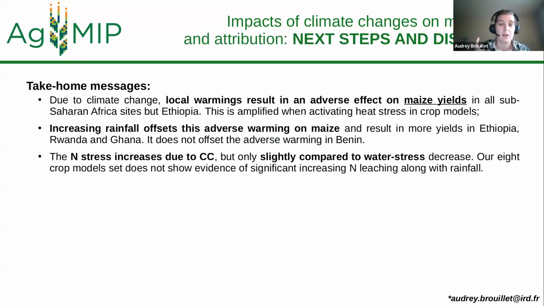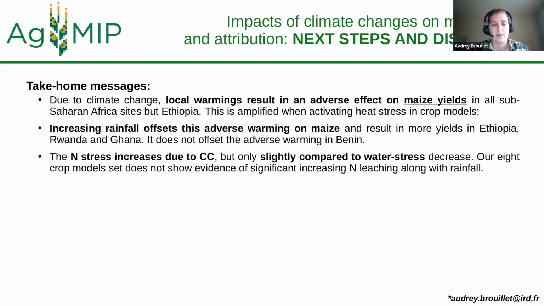So, take-home messages: local warmings in sub-Saharan Africa due to climate change result in an adverse effect on maize yields for all regions but Ethiopia. Something I didn't show is that this is amplified when we activate heat stress input models. Second, we find evidence of increasing rainfall during the historical period that offsets the adverse warming effect for 3 sites, Ethiopia, Rwanda, and Ghana, but it's not enough to counteract the adverse warming in Benin. And we find nitrogen stress that increases due to climate change, but only slightly compared to the huge increase in water stress for all regions.